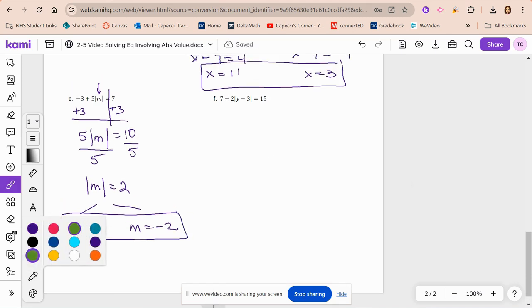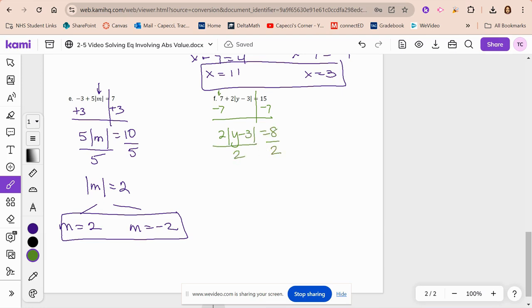All right, last one. Let's see how we do. Again, here's my wall. I'm going to subtract 7 from both sides, again, because that's positive 7, right? There's no symbol there, but we know that's positive. So I have 2 times that absolute value of y minus 3 is equal to 8. Divide both sides by 2. And I have the absolute value of y minus 3 is equal to 4. And so I have y minus 3 is equal to positive 4, and y minus 3 is equal to negative 4. So y is equal to 7, and y is equal to negative 1.